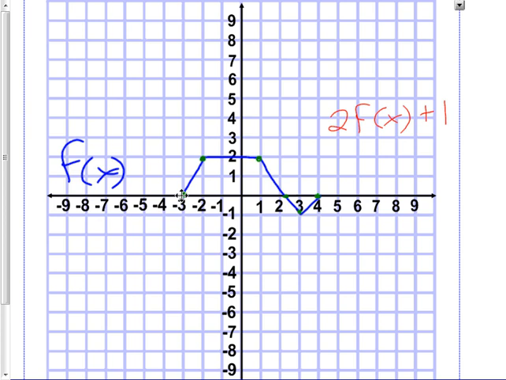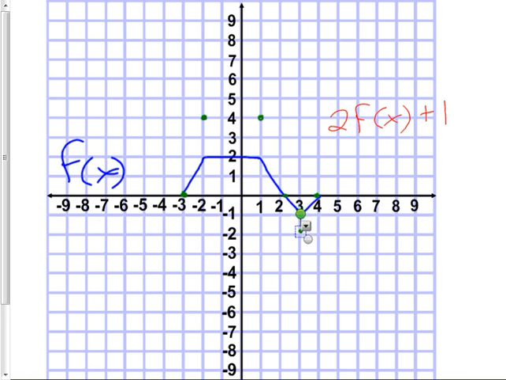So 2f of x. I'm going to make everything double height. Notice that first point doesn't need to move at all. This one needs to be double its height. This one needs to be double its height. This one doesn't move at all because they have a height of 0, both of those actually. And this one needs to double its height, which actually means move down.